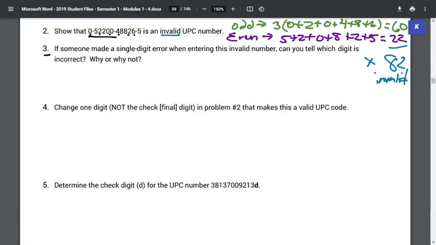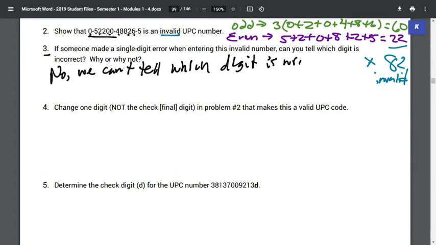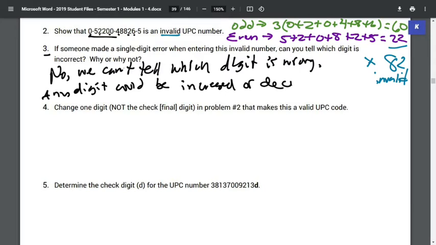And through this process, we can tell if it's invalid, but no, we can't tell which digit is wrong. Any one of those numbers could have been increased or decreased, and it's something that we couldn't say. So when asked for why or why not, any digit could be increased or decreased. There's not a way for us to tell which number that we did wrong there.